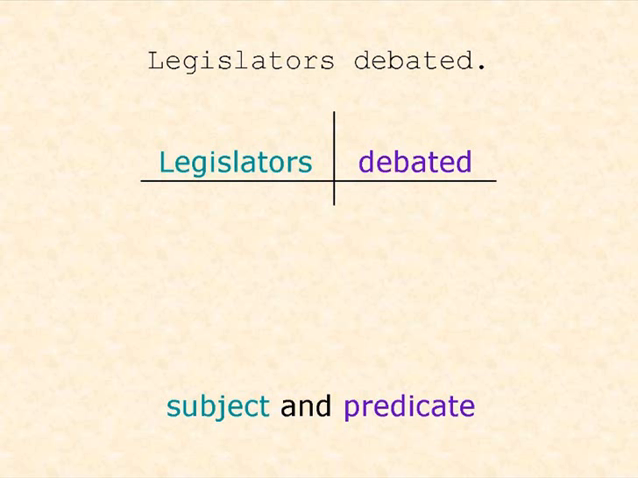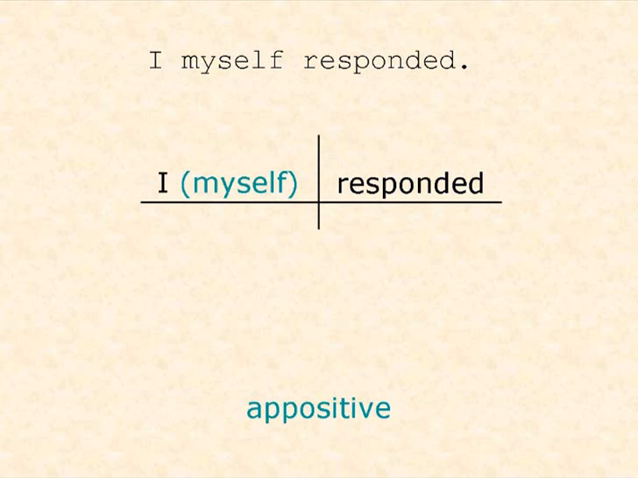No. Here's our examples. We begin with a straight line on which go the subject and predicate. Remember, we don't diagram punctuation. So you've got legislators being the subject, debated predicate. This diagram shows reflexive pronoun myself, which is an appositive to the subjective personal pronoun I. The appositive goes in parentheses. You see myself in parentheses.